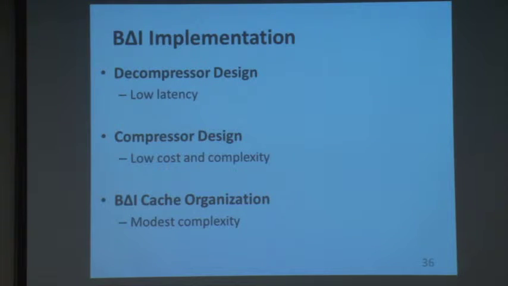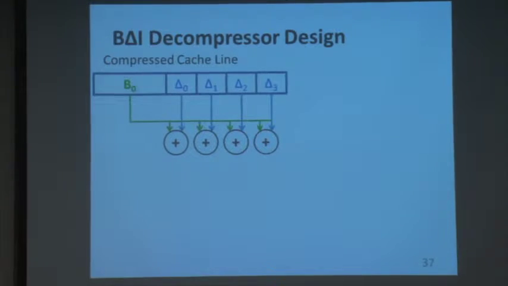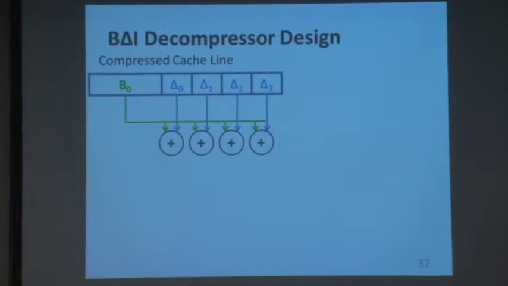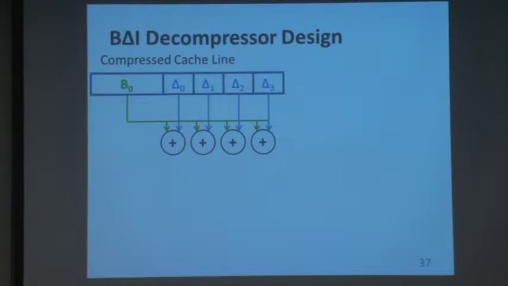The first part, decompressor design, then the compressor design, and then we look into the whole cache organization. So first, decompressor design. A compressed cache line will be represented as base plus multiple deltas. For simplicity, I'm showing just one base. But with two bases, with an implicit base 0, it's very simple as well.